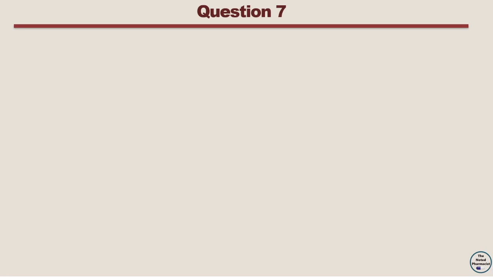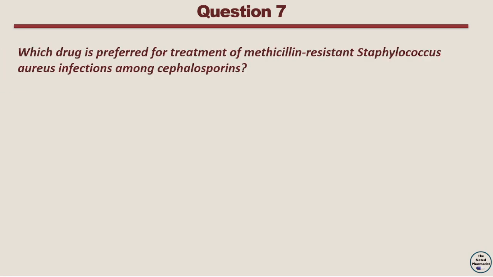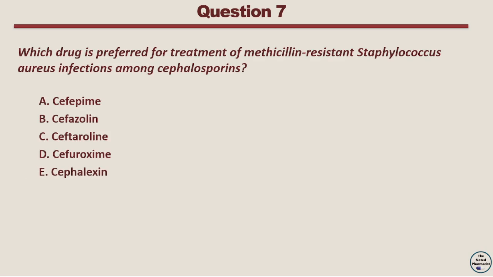Question 7. Which drug is preferred for treatment of MRSA among cephalosporins? Option A. Cefepime. Option B. Cefazolin. Option C. Ceftaroline. Option D. Cefuroxime. Option E. Cephalexin.